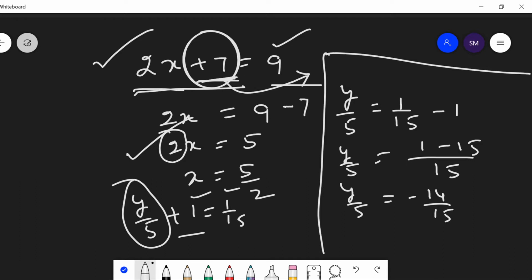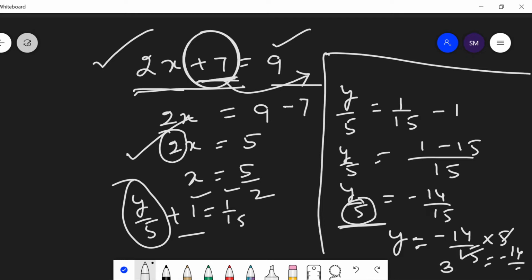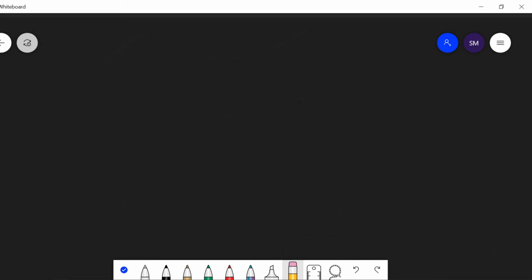Here, as I have already told you, 5 is at the denominator in the LHS. When we shift it to the RHS, it goes to the numerator. This means y is, here 5 is divided; when we shift it to the RHS, it gets multiplied. This means y is equal to minus 14 upon 15 into 5. Then 5 gets divided with 15. At last we get y is equal to minus 14 upon 3, which is the answer of the given equation.